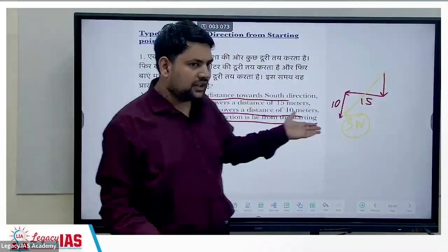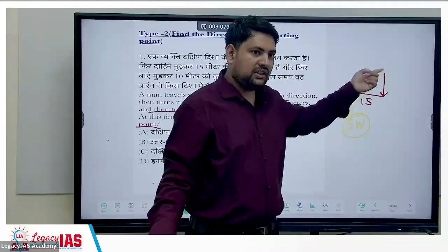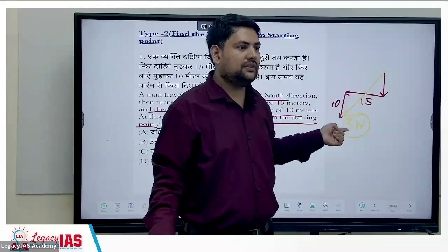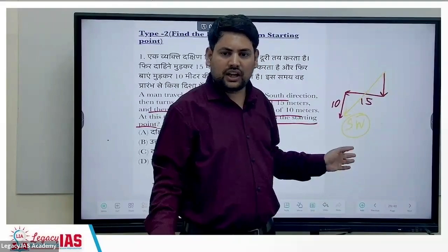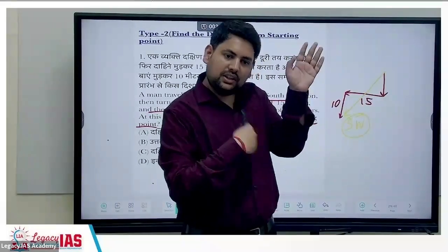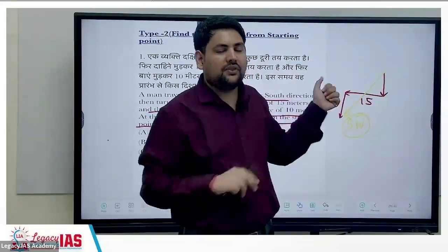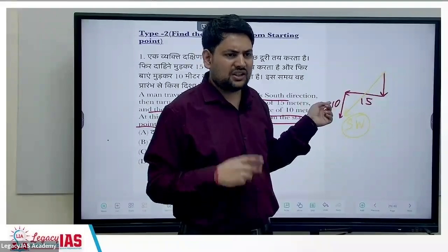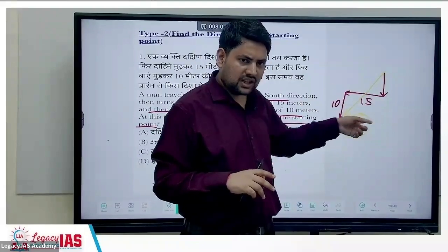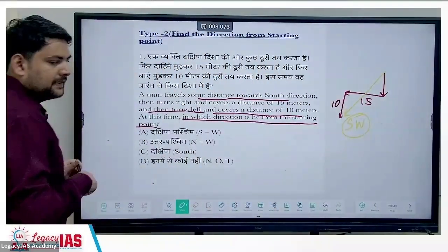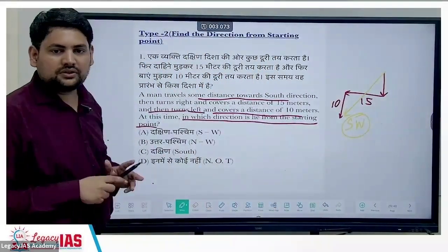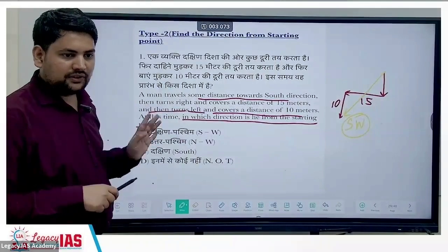Anyway, you need not be adamant that this has to be exactly at 45 degrees for you to call it southwest or northeast. If it is between north and east, it's northeast, when he is asking you the direction. This is between south and west, so it's southwest. That much only you have to do. Understood? From the initial point we saw.